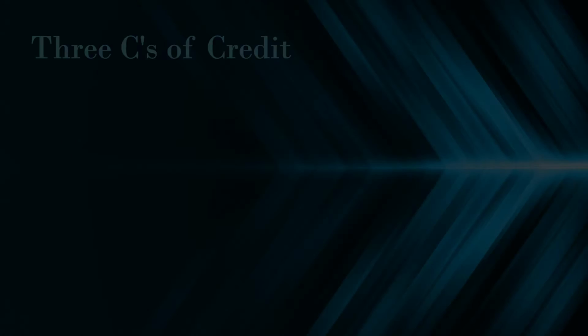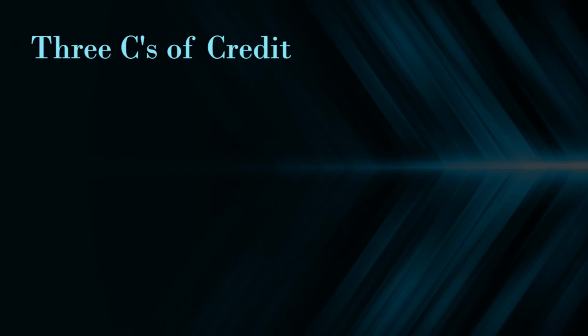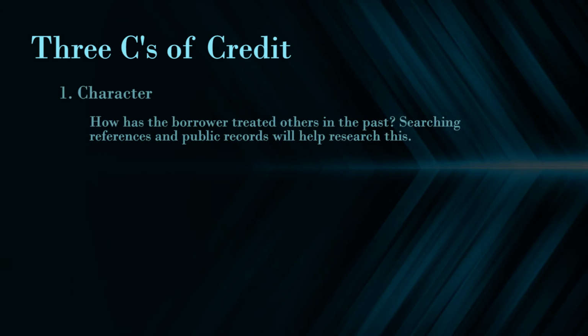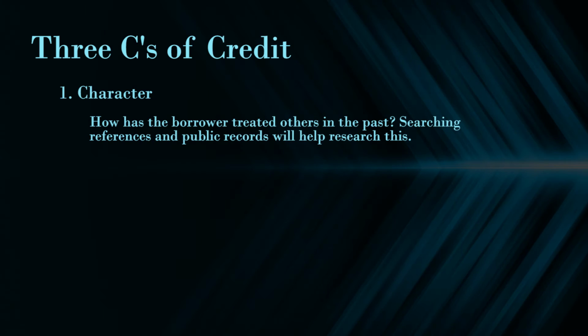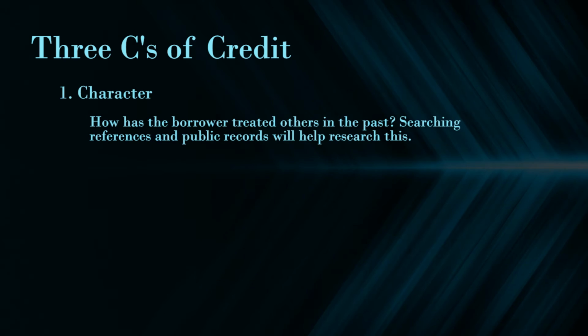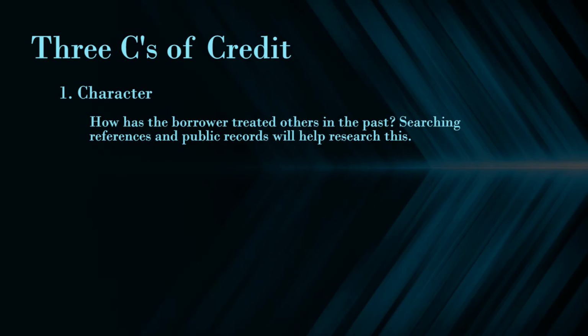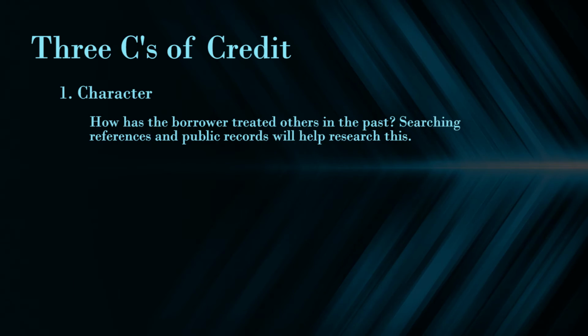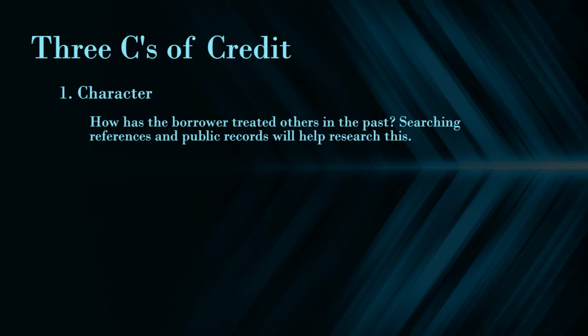So any lender thinking about extending credit needs to consider the 3 C's in some form or other when deciding whether to lend. That's character, capacity, and capital. In summary, the 3 C's of credit are: 1. The character of the borrower or customer. How has the borrower treated others in the past? Searching references and public records will help research this.